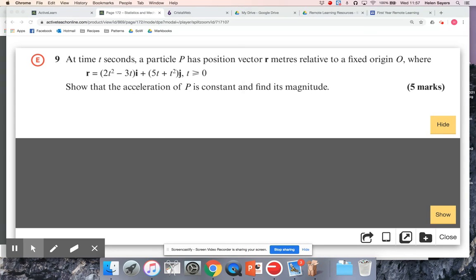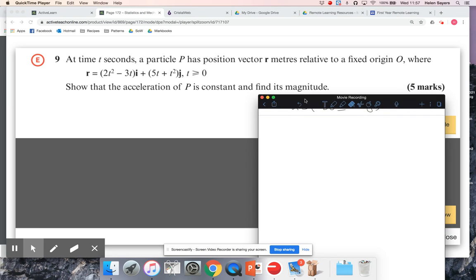So the only sort of slightly tricky thing about this question is they haven't broken it down into stages for us. So I need to twig that. If I differentiate position vector, I'm going to get velocity. So we're differentiating this vector here. So 2t squared is going to differentiate to 4t, and minus 3t will differentiate to minus 3. And 5t will differentiate to 5, and t squared will differentiate to 2t.